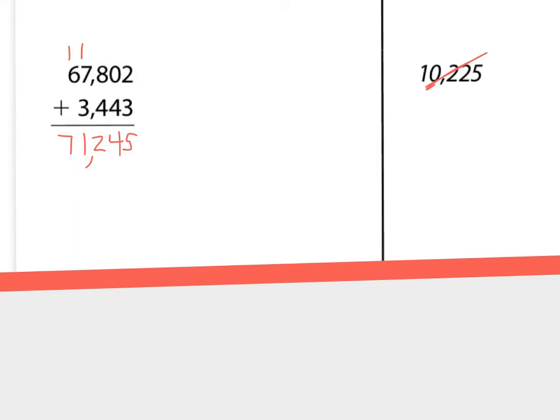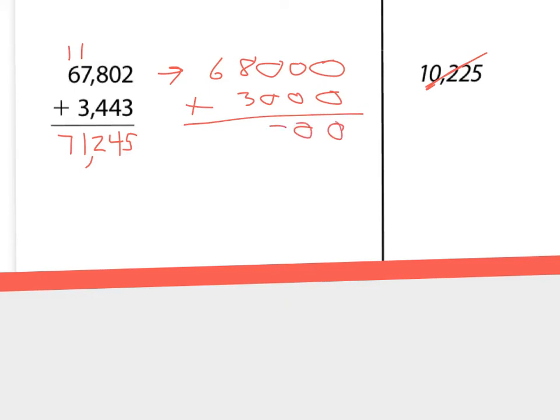71,245. If I were to round this number to my nearest thousands place, we'd have 68,000. Round this number to the nearest thousands would be 3,000. Add those together. We get 71,000. Now, if I were to go here and round it to the nearest thousands place, you underline the thousands place, circle the digit to the right. The circled digit is the boss and it is 4 or less, so my thousands place stays the same. All the digits to the left stay the same, and all the digits that are circled and to the right will turn to a 0. So we're good to go on this one.